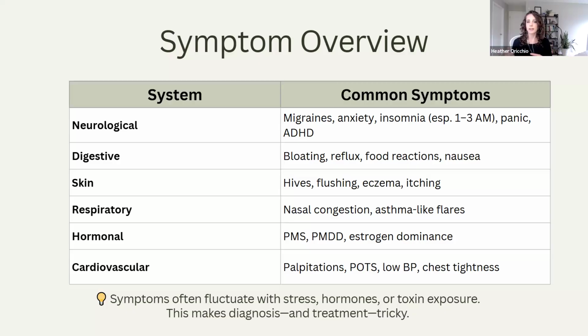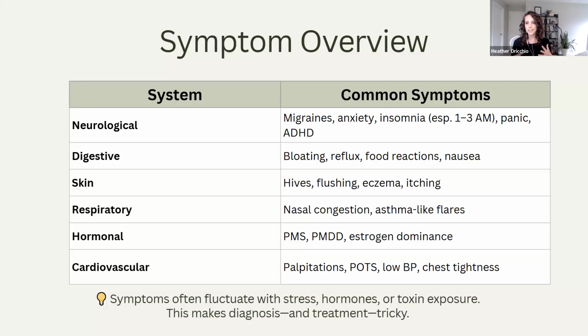We can also wake up with panic, or some recent studies are showing ADHD might be linked to high histamine levels or high glutamate as well. We can get digestive-based symptoms, so bloating, reflux, food reactions, nausea, a wide array of skin symptoms, hives, flushing, eczema, itching, respiratory conditions, so nasal congestion, asthma-like flares, and hormonal symptoms. This is big: PMS, PMDD, estrogen dominance, there's often a histamine component going on there. And then even cardiovascular symptoms. So they might have heart palpitations, POTS, which stands for postural orthostatic tachycardia syndrome, low blood pressure, or chest tightness.